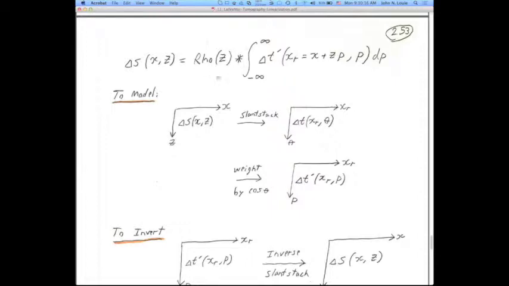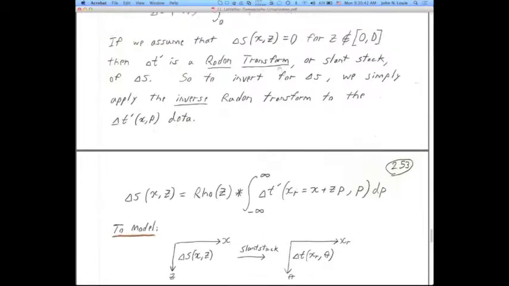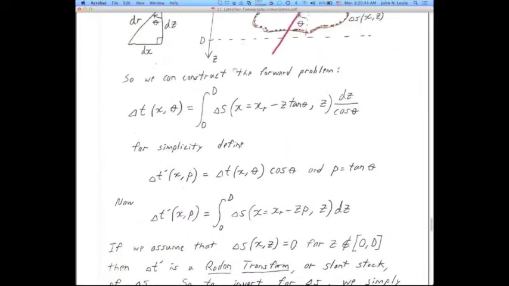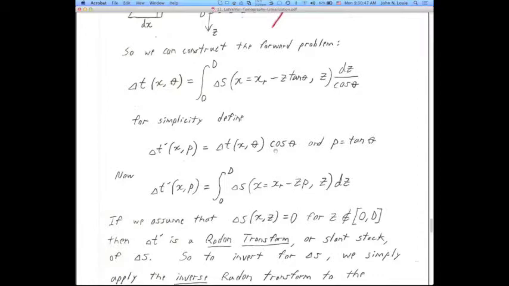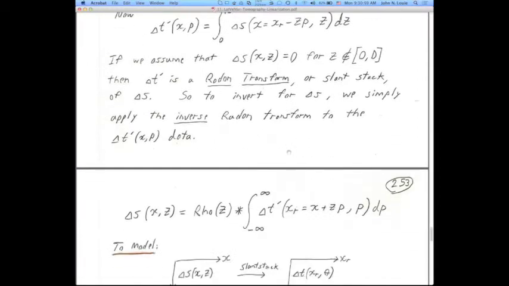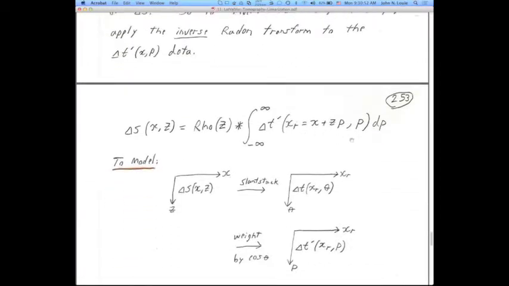There's the convolution with the row filter. Now we see it's a row filter in z, so we're having to remove anything that is low frequency in z, as it were, low spatial frequency, and we're just slant stacking through. We're actually converting the times, right? We're scaling the times by cosine theta to get the delta t prime data set, but then we just slant stack it.